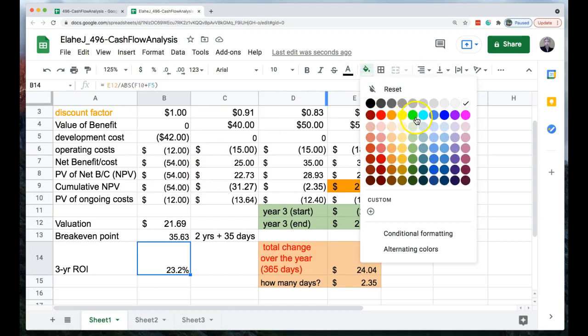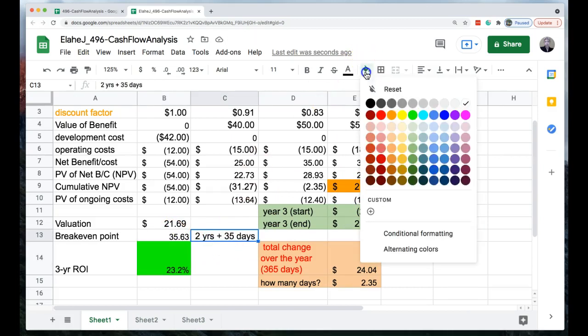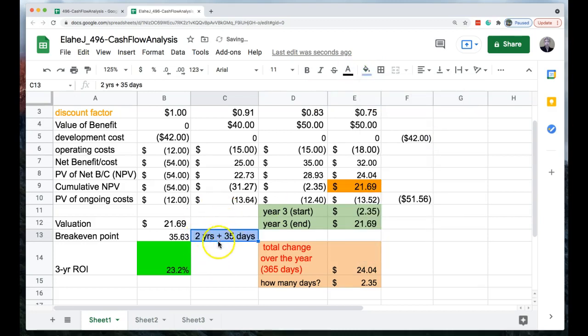I have the value of my idea, and I have the break-even point, which is 2 years and 35 days. I want you to do the same. I'm gonna change a few things on your template to make your columns look like mine in terms of the labels, and then we're gonna work together on Wednesday if you had any questions.